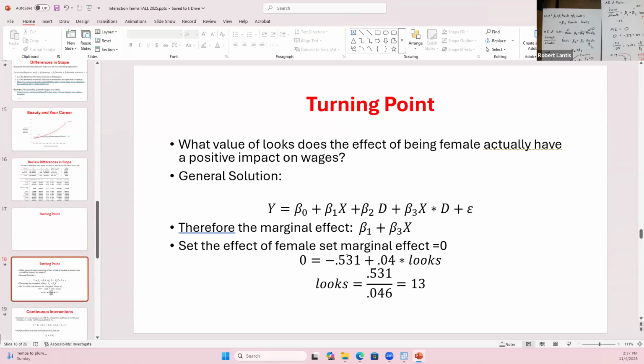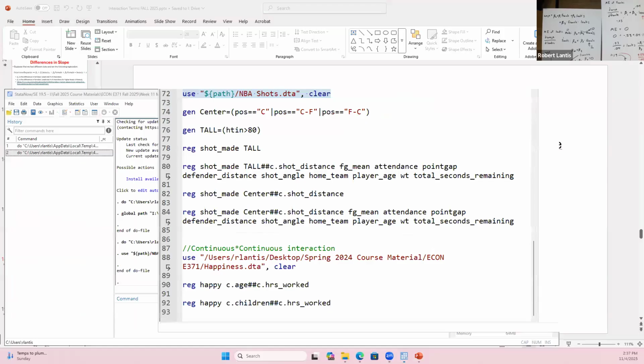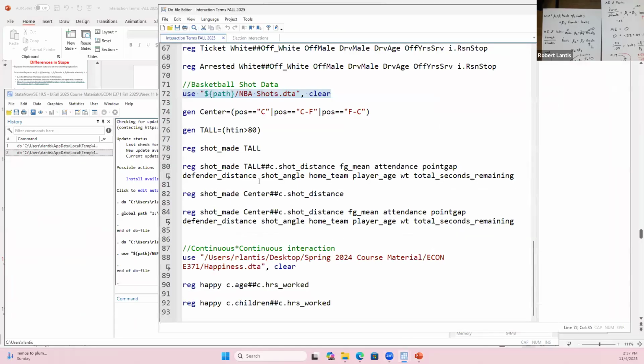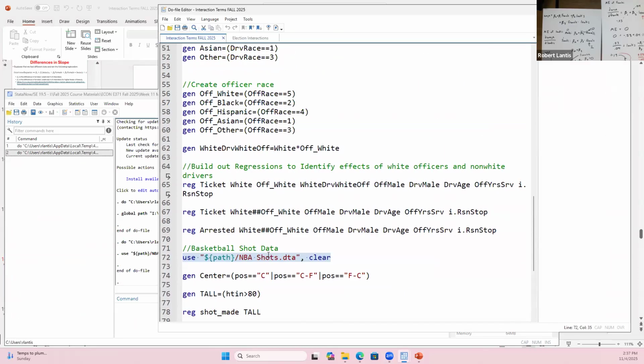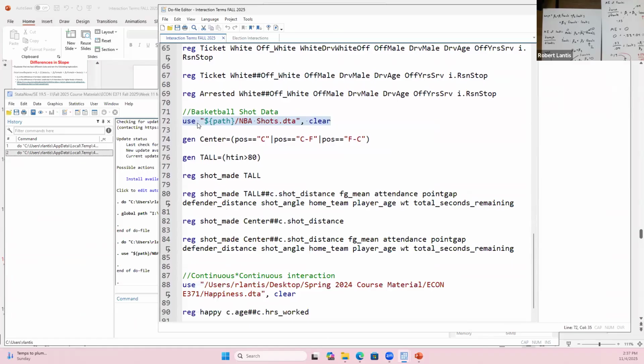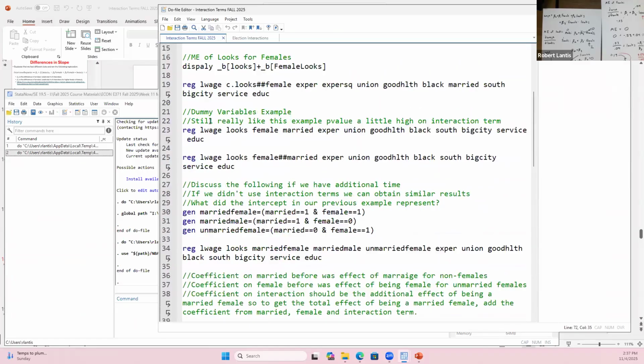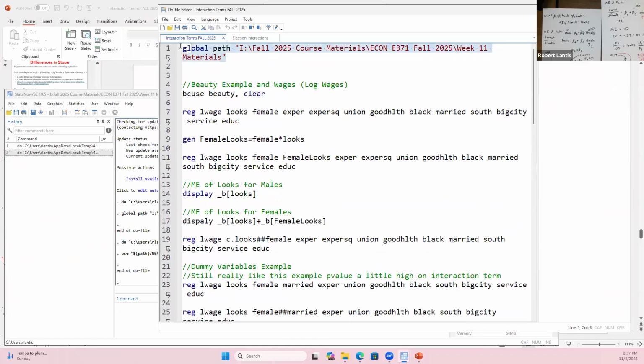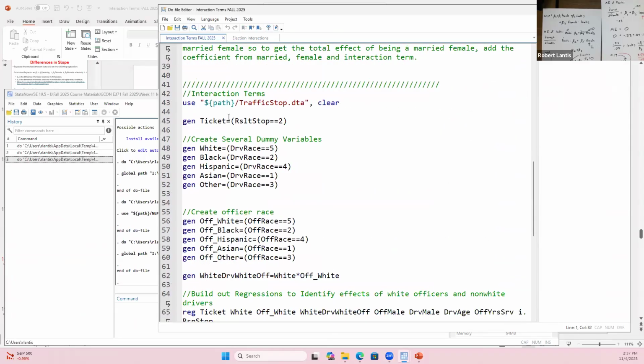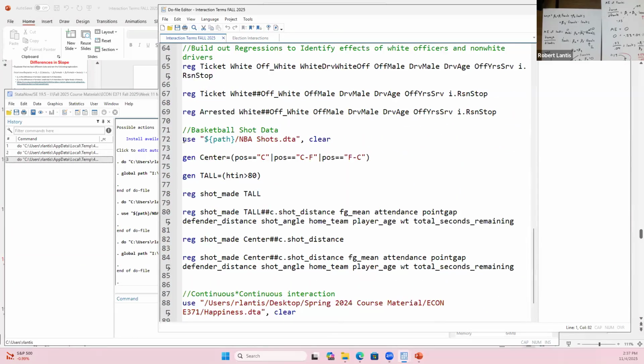So we'll now go back to a data set we were looking at in Stata. So I think what I want to focus on here. Oh, we'll do this one again. We'll use that NBA shots data. I've got it open, but I'm just going to rerun it to show you what you would do in practice. So I get my global path set correct. I'm going to open up that NBA shot data.